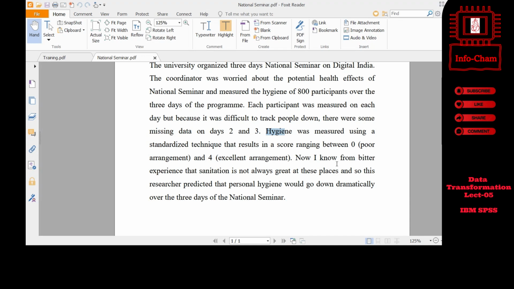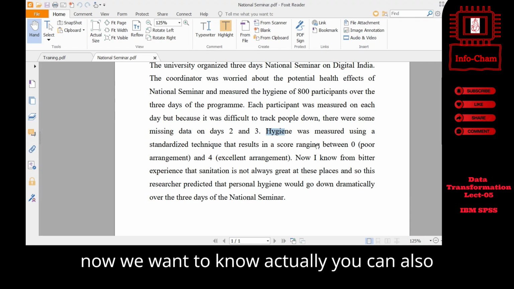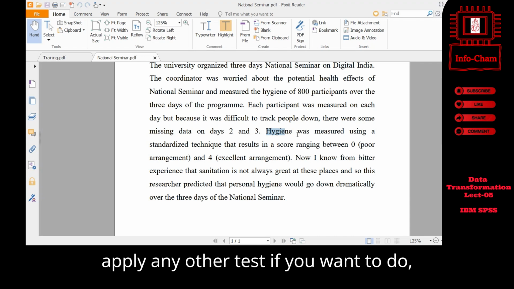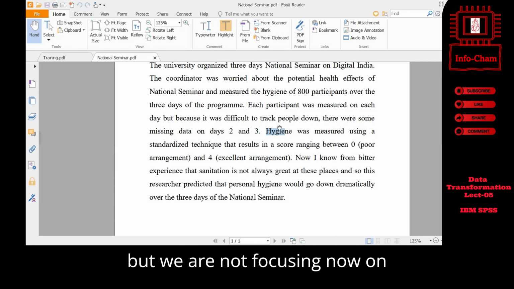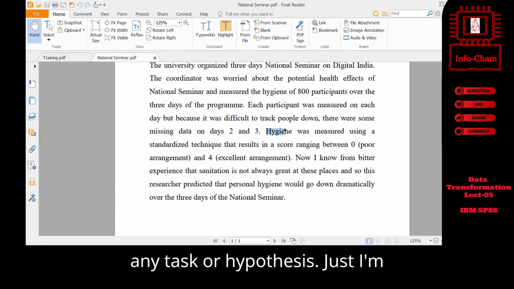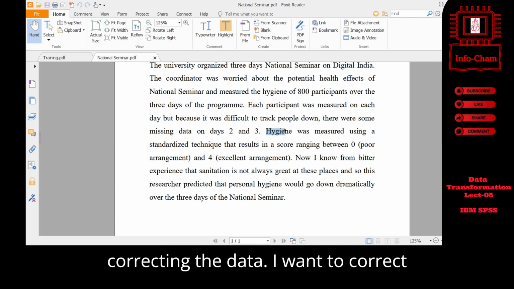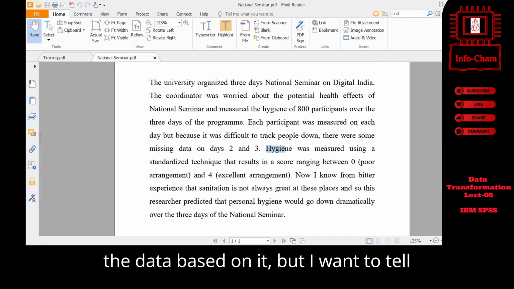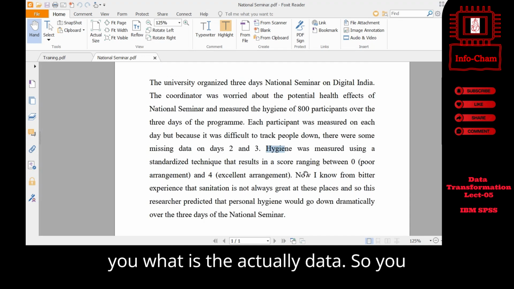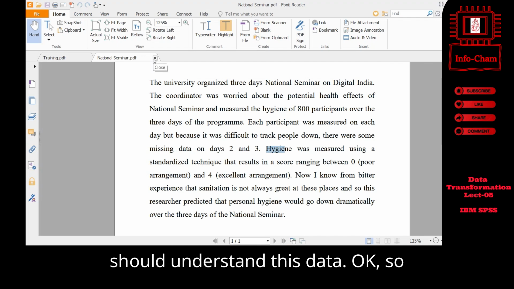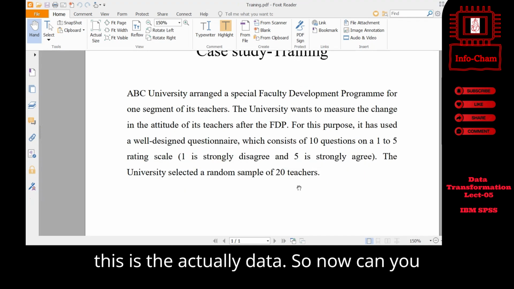Now, you can also apply any other test if you want, but we are not focusing on any test or hypothesis now. I'm just correcting the data. But I want to tell you what the data actually is, so you should understand it. So this is the data.